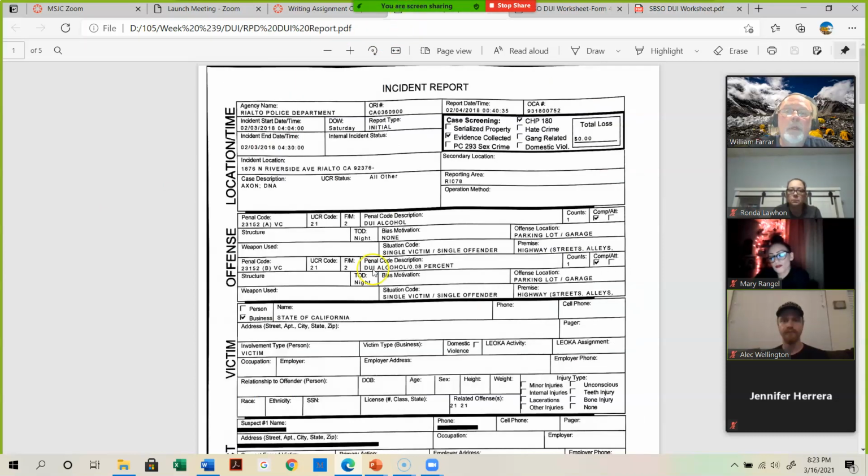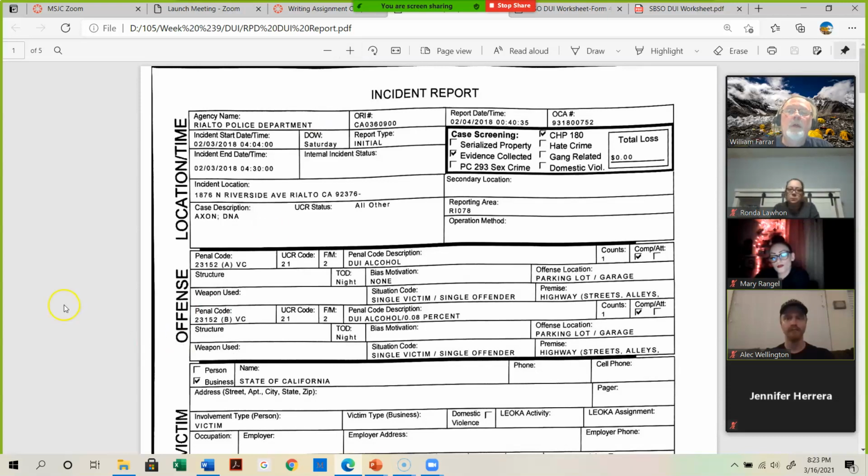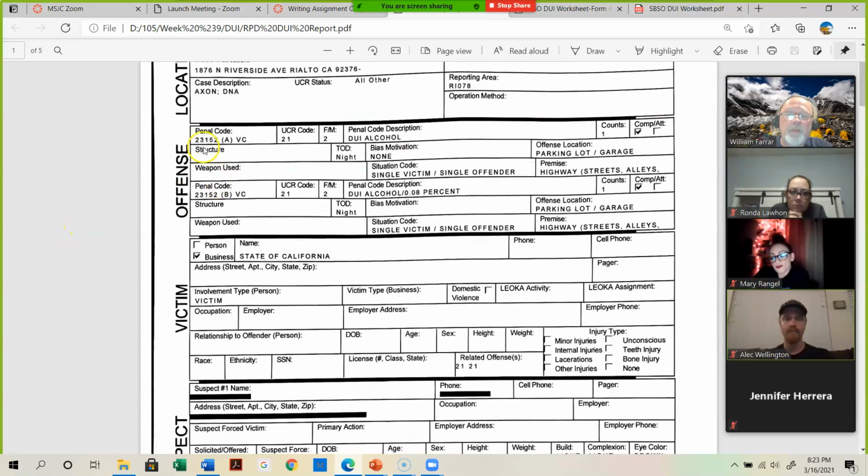Here though, just so you can see, and I can make this a little bigger and we'll almost be done. This is an actual DUI report, okay? It's on a crime report or an incident report. This is an example from Rialto. It's the same thing as a regular crime report, right? You're going to put in the information here. The offense would be A and B, okay? Because this is the 0.08%.